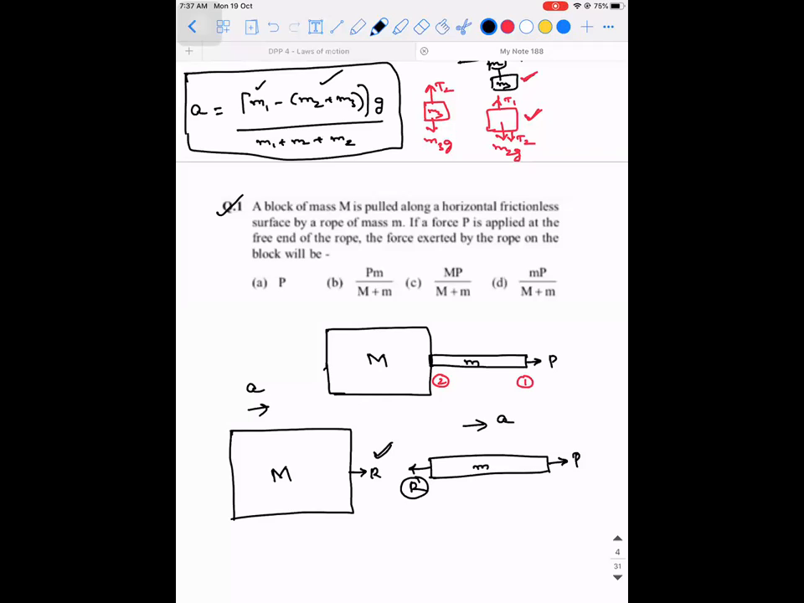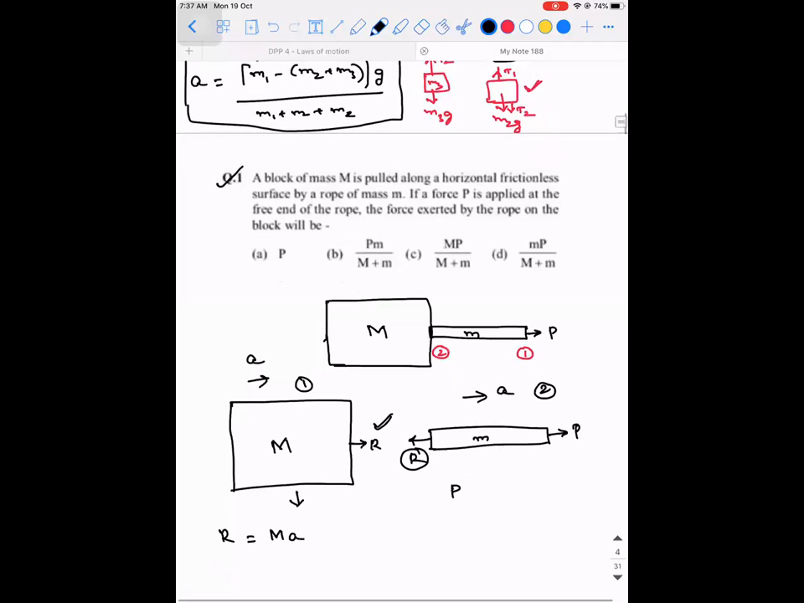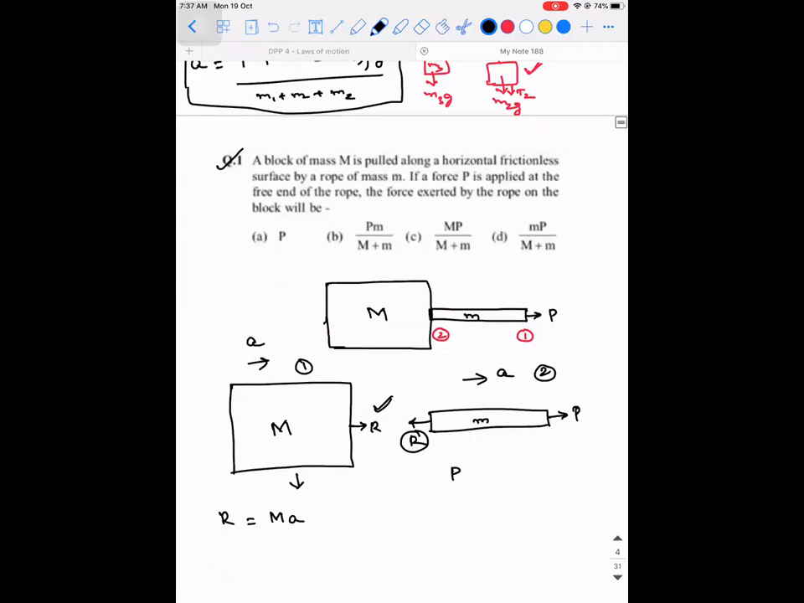Now, how can I write the equation for the bigger block? Newton's second law says the sum of all the unbalanced forces is equal to the mass of the system into its acceleration, capital M into A. Right? So what about the second one? Sum of all the unbalanced forces. What are the unbalanced forces acting on it? P minus R is equal to small m into A. Guys, any doubt?